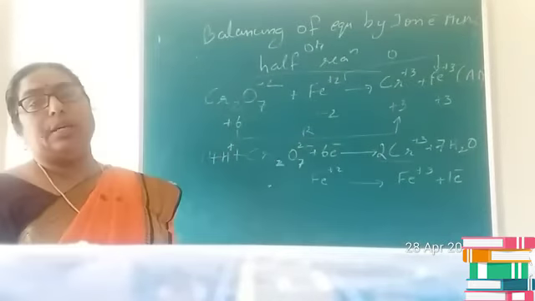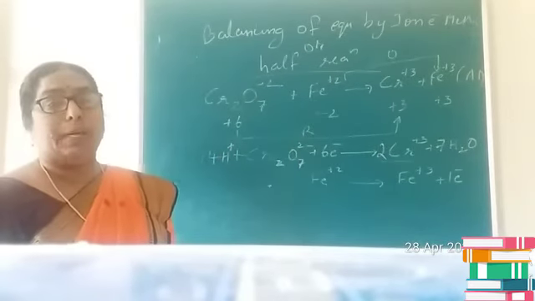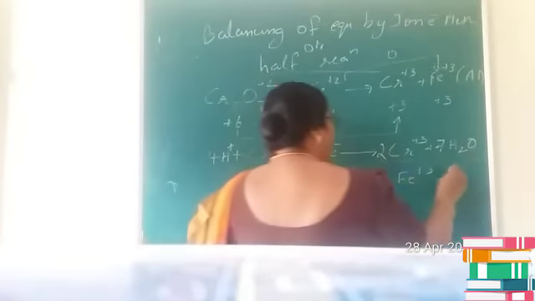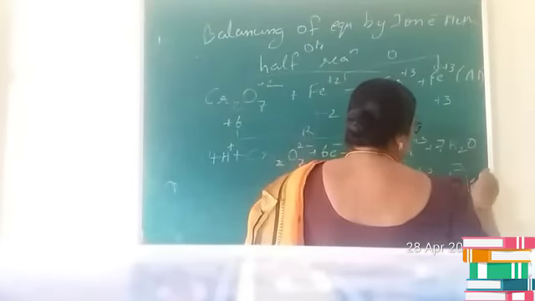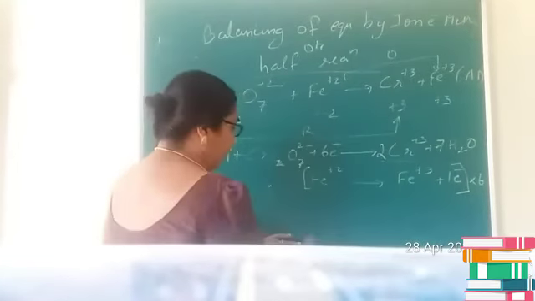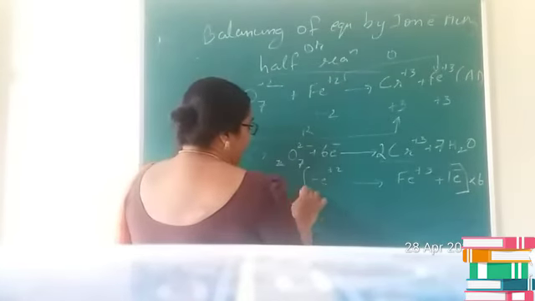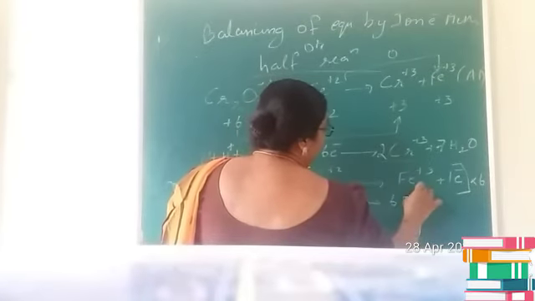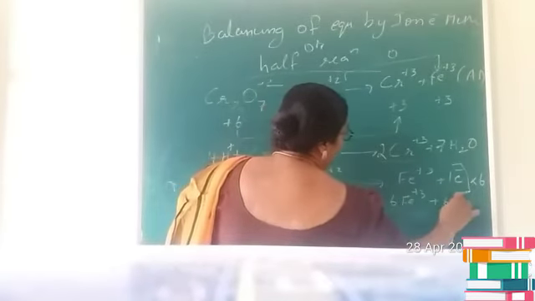Now children, in both your reactions the number of electrons should be the same. So we are supposed to multiply the entire oxidation reaction by 6, so that your equation becomes 6 Fe 2 plus will give you 6 Fe 3 plus plus 6 electrons.